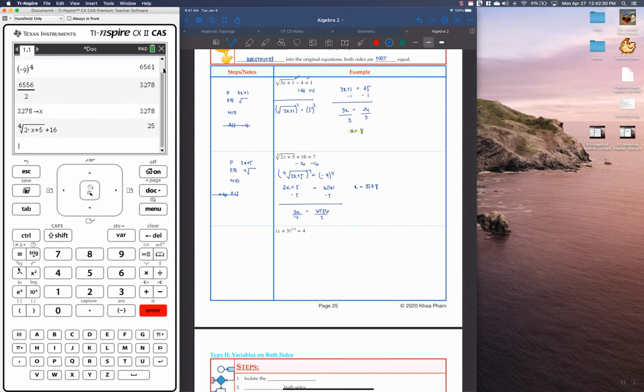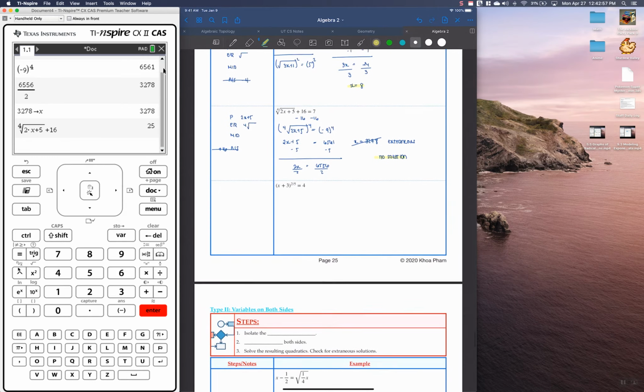And it's actually not. And so here, this is not a valid solution. It is extraneous. And so this problem here does not have a solution. It has no valid numbers that can be plugged in to get the right-hand side equal to 7.